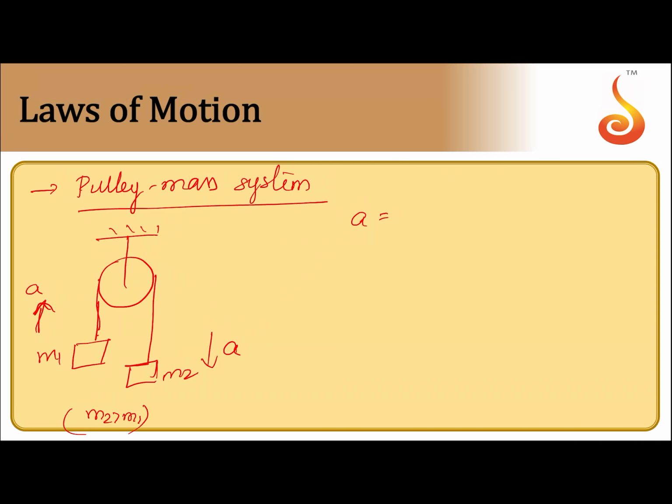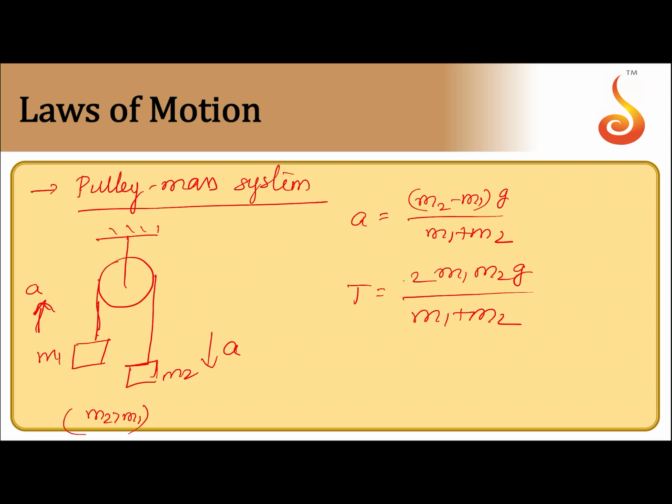Acceleration is nothing but net force, which is net pulling force, which is (M2 minus M1) into G divided by (M1 plus M2). Is that correct? Yes. The tension in the string is equal to M1 M2 G divided by (M1 plus M2).